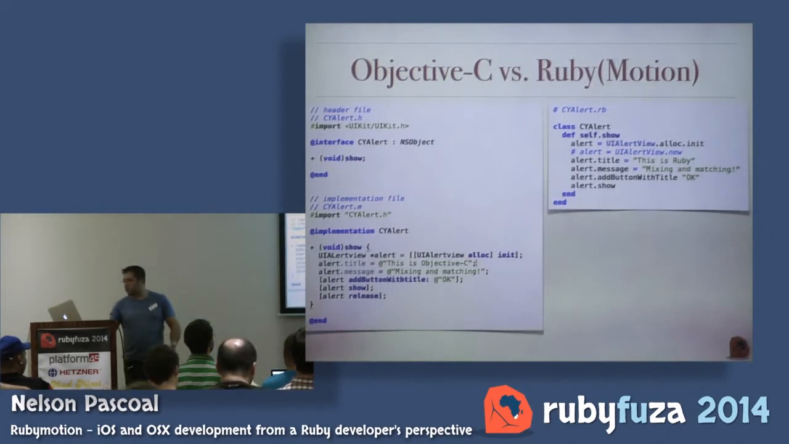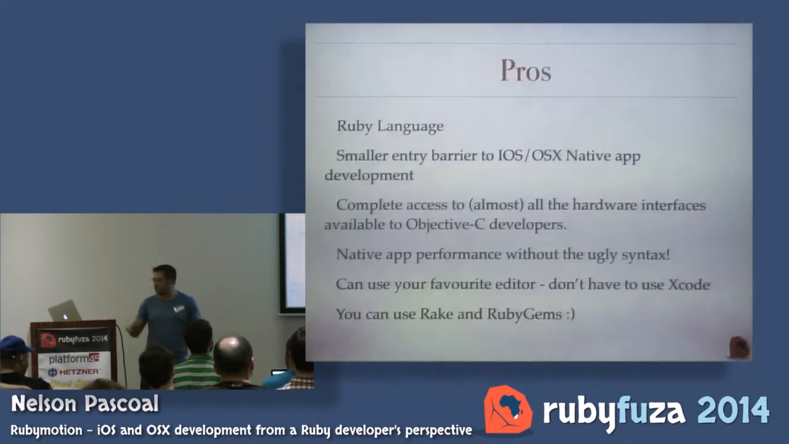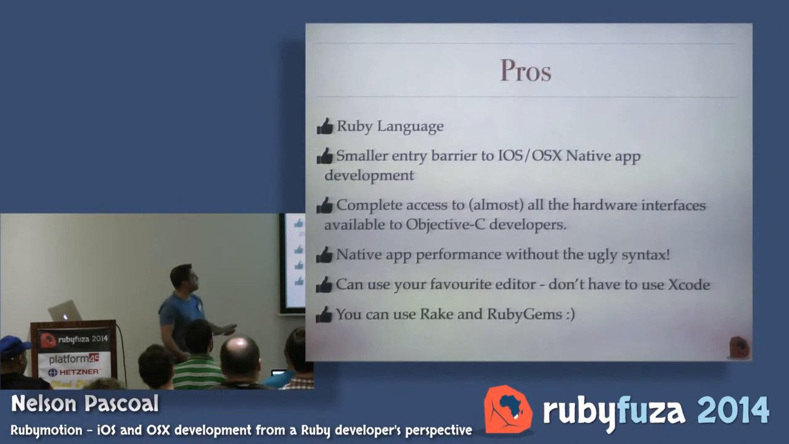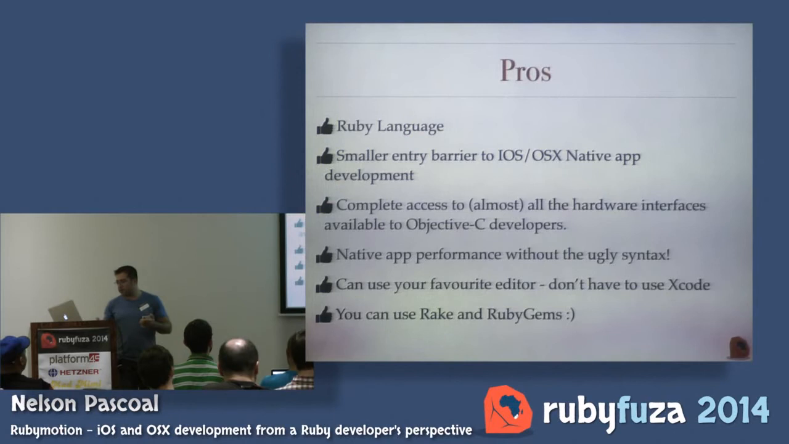What are some of the pros of building applications using RubyMotion as opposed to Objective-C specifically? It's the Ruby language. As a Ruby developer, for me personally, that's a huge plus. I think in general there's probably less of a barrier to learn Ruby than there would be to learn Objective-C, especially if you come from a Python background, even a Java background, right?